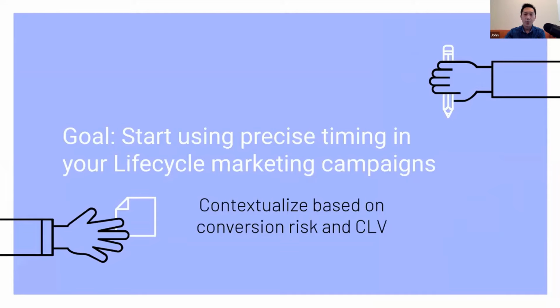And then the goal really, I just hope everyone can take away is that, start using precision timing in your lifecycle marketing campaigns. If you're not looking at the timing between your automation flows, you really should be, and contextualizing on the conversion risk as well as the CLV is going to help with conversions across the board.